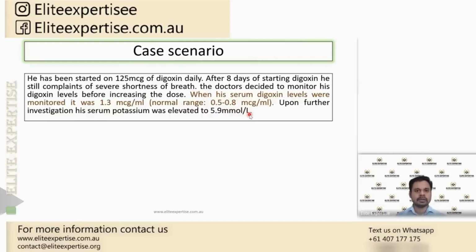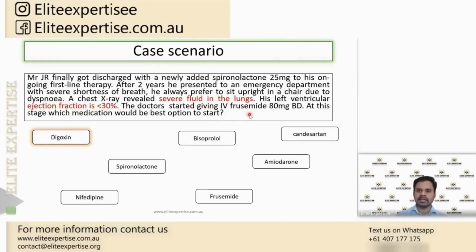So what is the main reason for the increase in serum potassium levels in this patient? The patient is on an ARB, candesartan, and candesartan will increase the serum potassium levels. The patient is also on spironolactone, which is a potassium sparing diuretic. So these two are the risk factors. They both have increased the serum potassium levels.